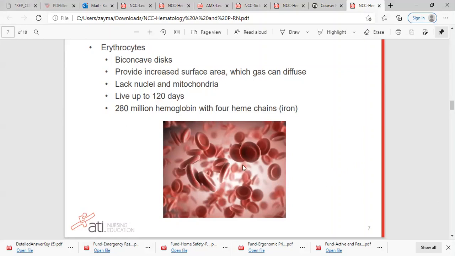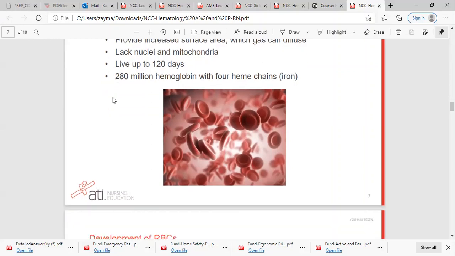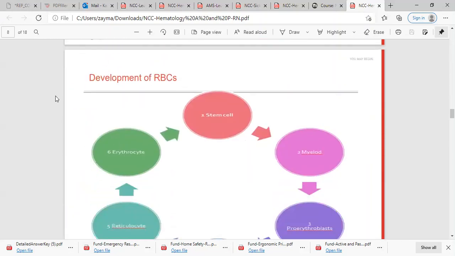Hemoglobin is the protein found on red blood cells that is responsible for the transport of oxygen. Hemoglobin is made up of 4 chains of iron. Low iron leads to low hemoglobin, which leads to low oxygen transport, which leads to low red blood cells. We'll talk about iron deficiency in a minute.